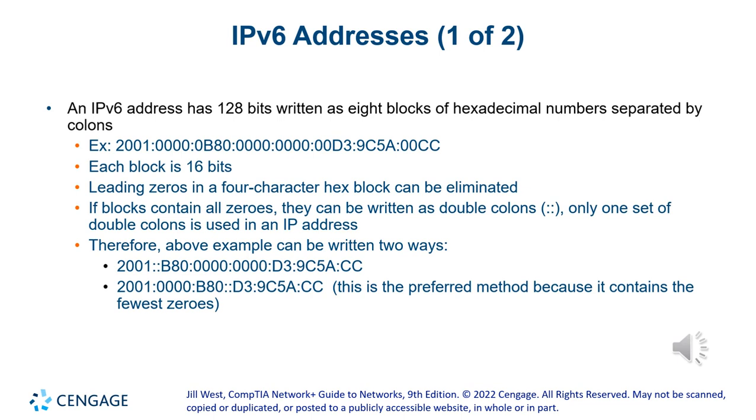But this is hex, so each digit location goes from 1 through 16. That's why you see the 9C58, 00CC, and so on. Each block is 16 bits. Remember how on IPv4, a three-digit number, 0 to 255, represents 8 bits? But on this one, you get 16 bits represented with only 4 positions, so it makes the address a little smaller.